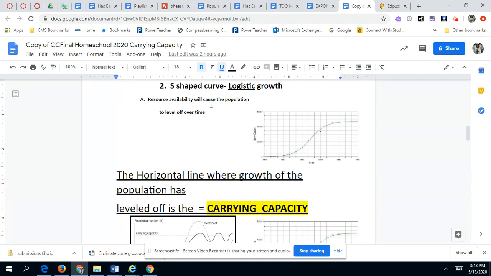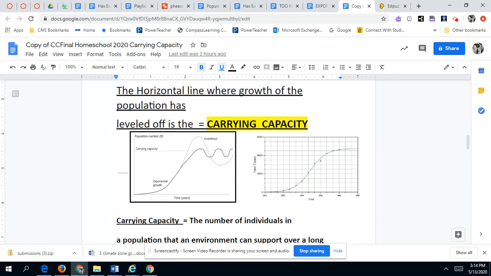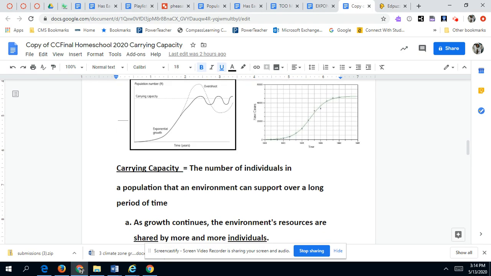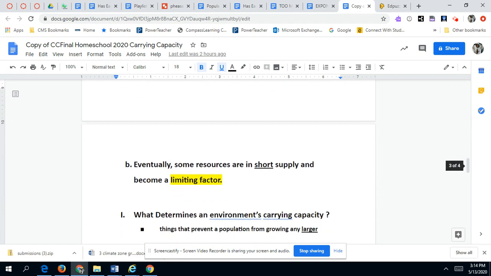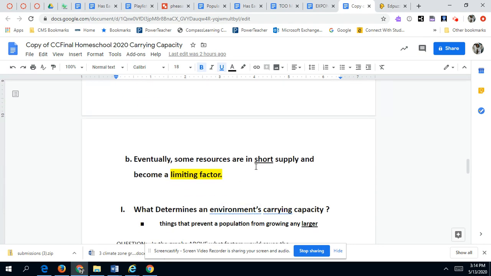Resource availability will cause the population to level off over time. What does that mean? Well, the carrying capacity is the number of individuals in a population that an environment can support over a long period of time. As growth continues, the environment's resources are shared by more and more individuals. Eventually, some resources are in short supply and become a limiting factor.